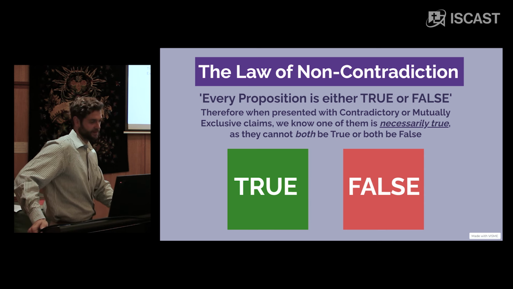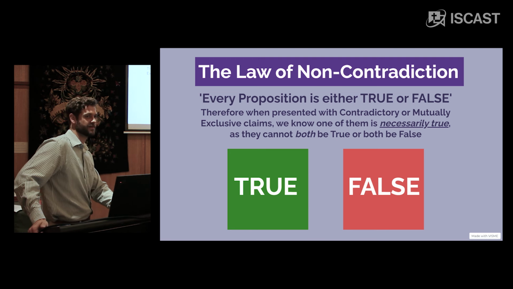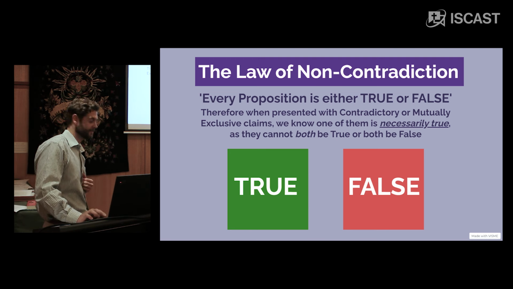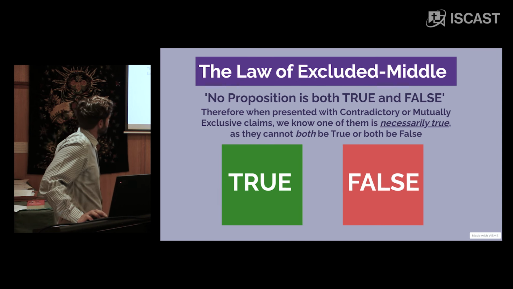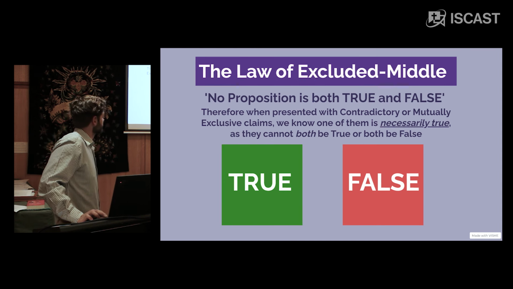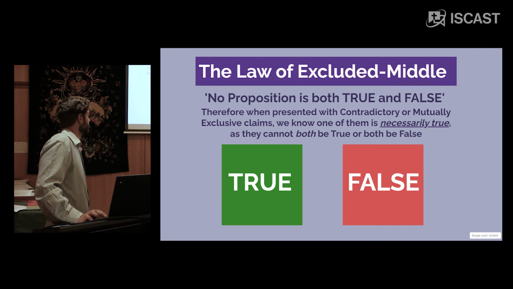I guess it's also the law of, I think it's double negation. If it's false that it's false, it's true. These make more sense when we have examples. But basically, the second law is the law of the excluded middle. Not only does it have to either be true or false, it can't be true and false at the same time. Because that's a contradiction in terms.